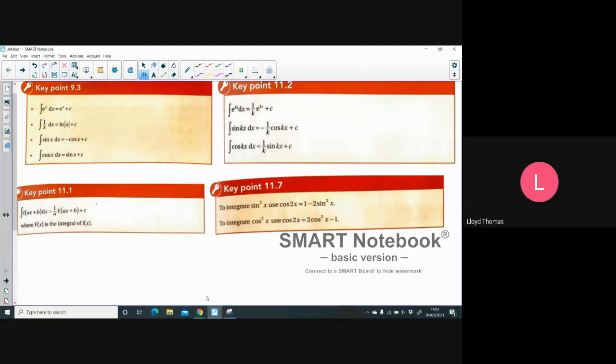Okay, so the purpose of this lesson today is to just have a quick recap and go over all of the integration stuff that you may need to know.